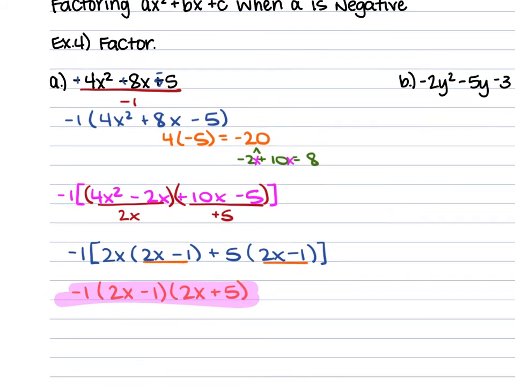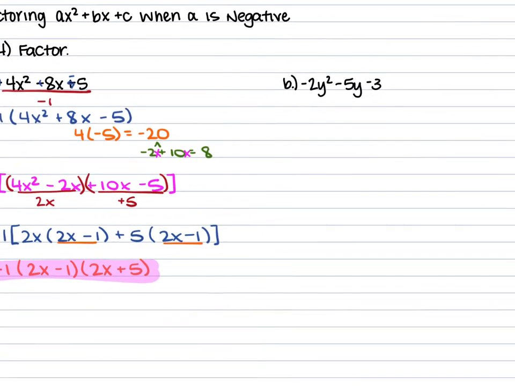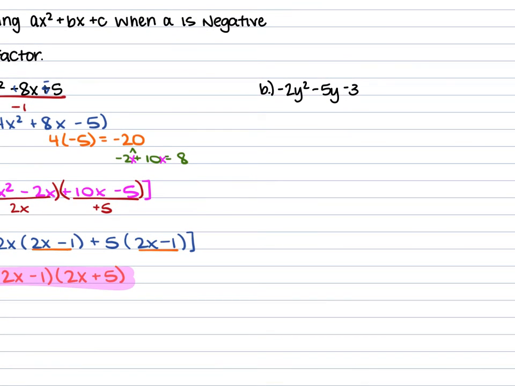For example B, we are given negative 2y squared minus 5y minus 3. Again, our A term is negative, so we will start this one by factoring out a negative 1. That negative 1 is going to go in front of whatever's left over when we switch the signs on all of these terms. So this is going to be negative 1 times 2y squared plus 5y plus 3. We have an A other than 1, so let's multiply the 2 times the 3, we get 6. From here, we want the factors of 6 that add up to be a positive 5.